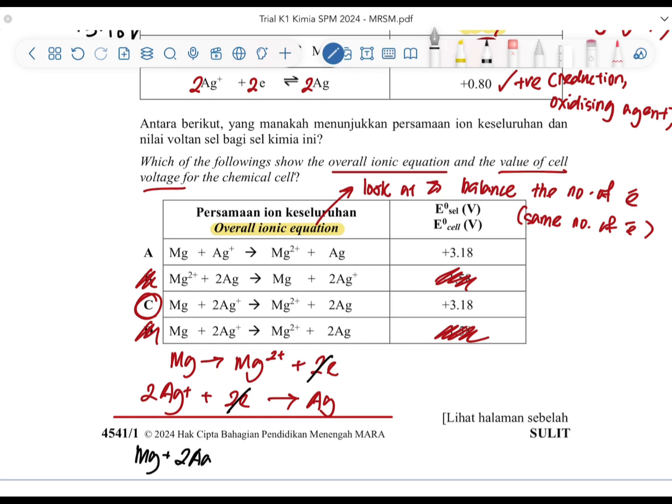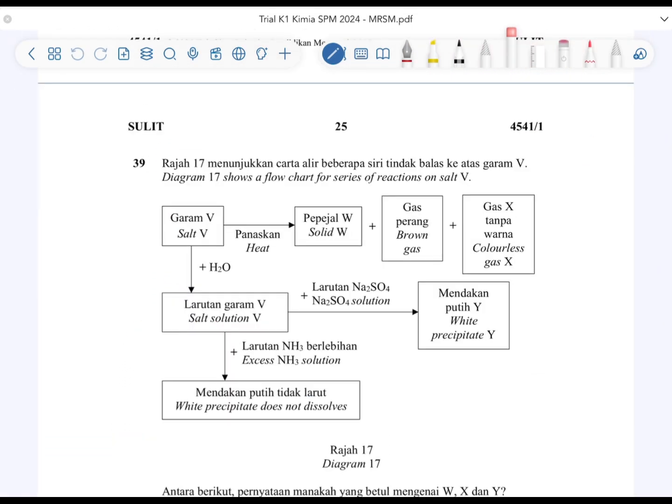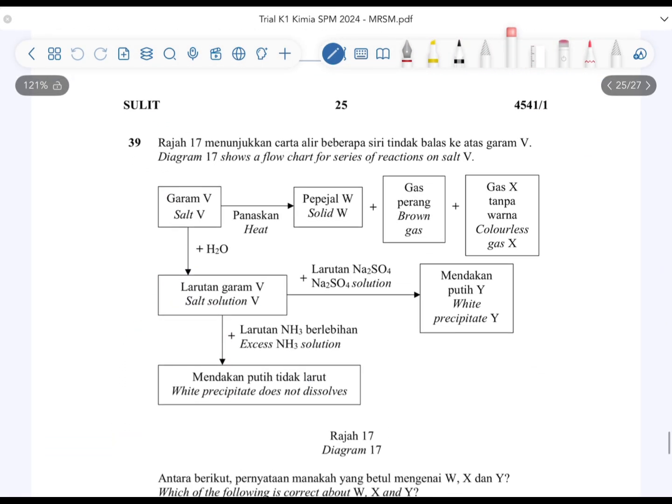So we will get magnesium plus 2 Ag+, which is the ion form, and then the magnesium will become magnesium ion with the silver. So this is the answer. So the answer would be C. So let's continue with the last 2 questions.